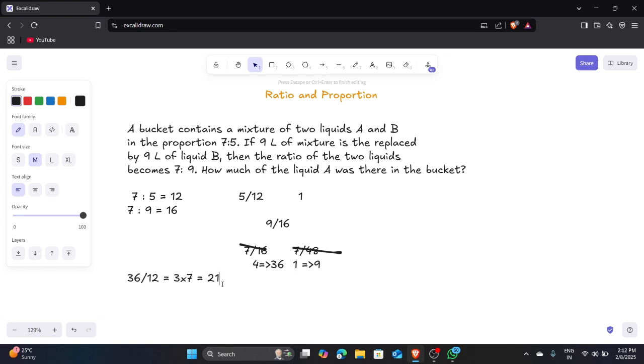Okay, this is the answer. I think you understand, or if you do not understand, no problem. This topic we covered in mixture and alligation. Okay, so thank you.